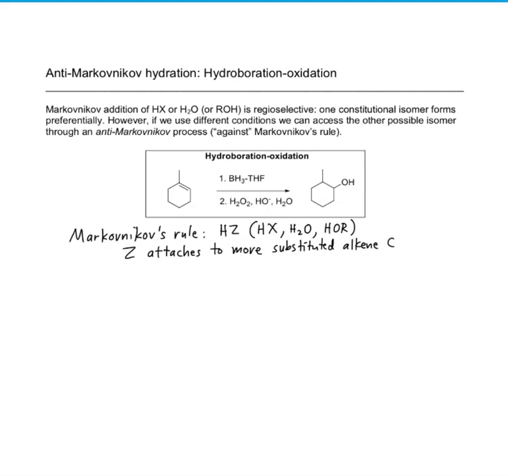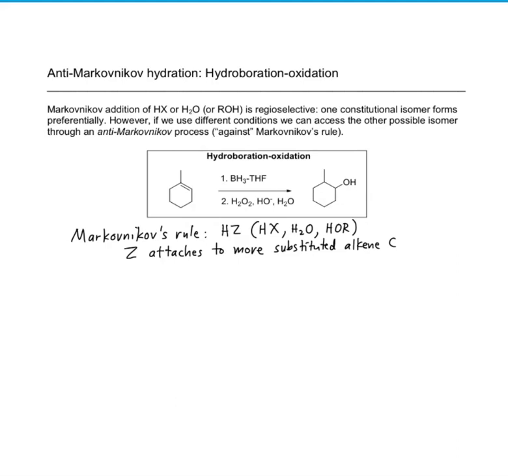Now, for some of these reactions, conditions exist that will give us the opposite result of Markovnikov's rule. And so we would call those anti-Markovnikov reactions or processes. So we're still adding HZ, but in an anti-Markovnikov reaction, the Z attaches to the less substituted alkene carbon.